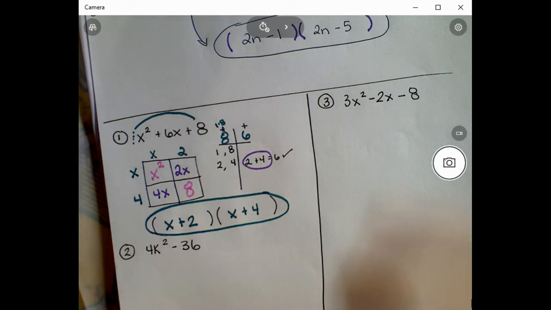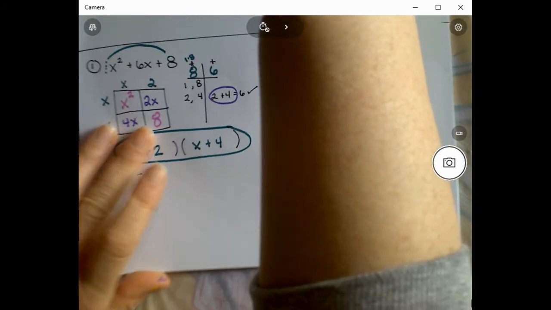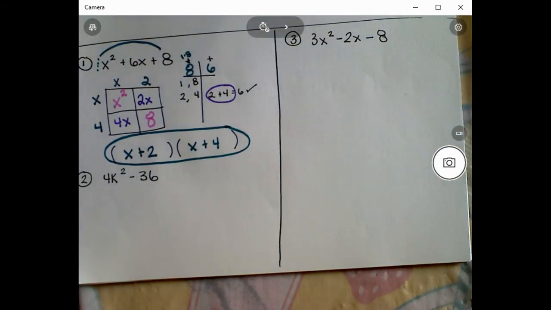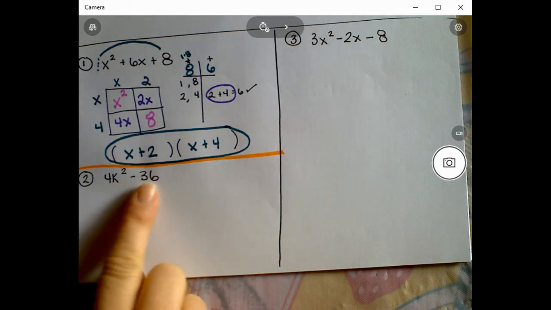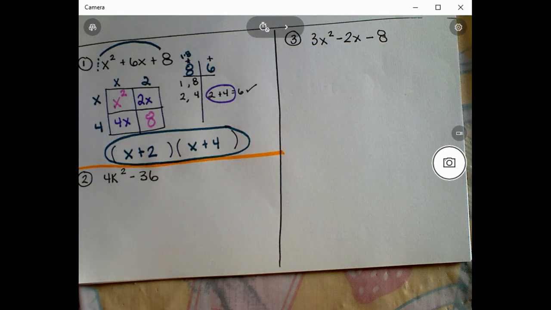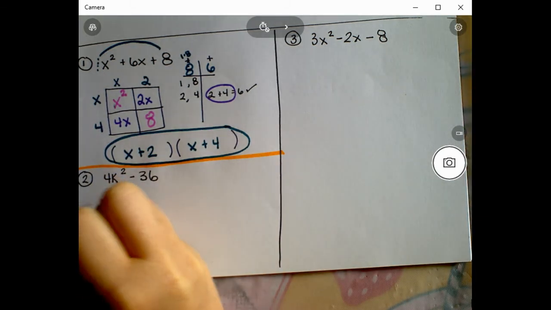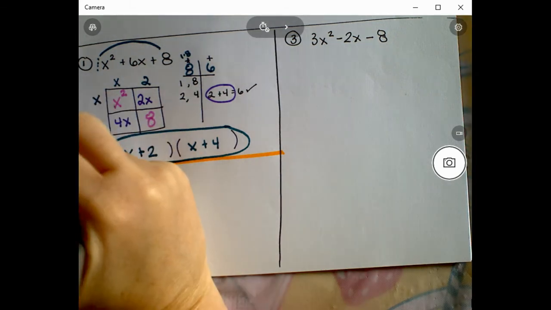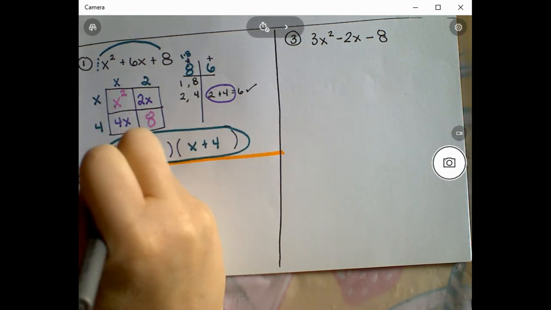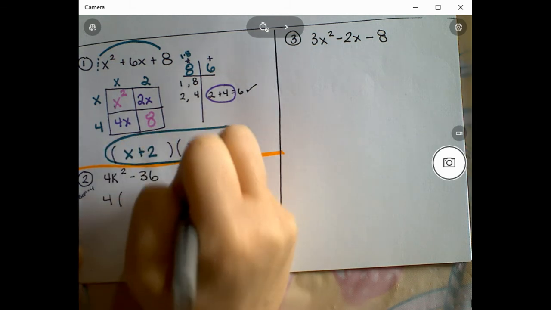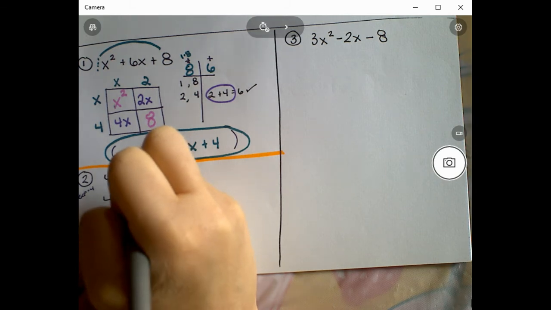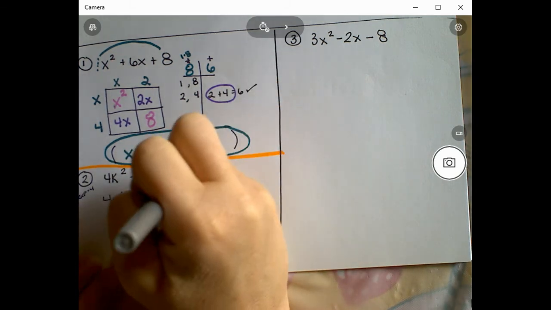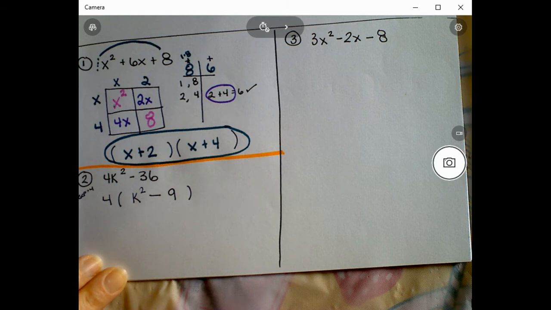That is the answer. All right, let's look at number 2. Always say, can I take out a GCF? Is there a GCF in these two terms? The answer is yes, there is a GCF. The GCF is going to be 4. So I'm going to rewrite the answer like we did when we're doing a GCF. This is going to just be k squared, and this one is going to be 9. So that's the first step.